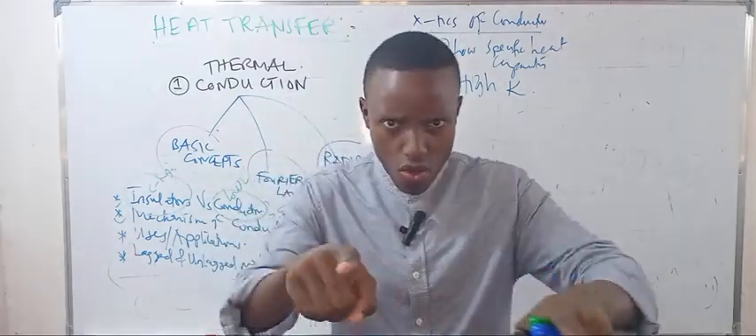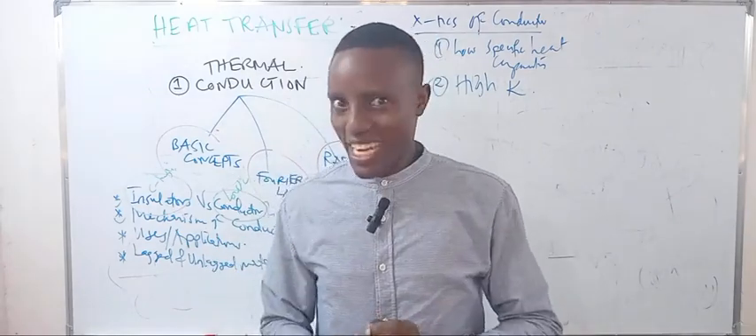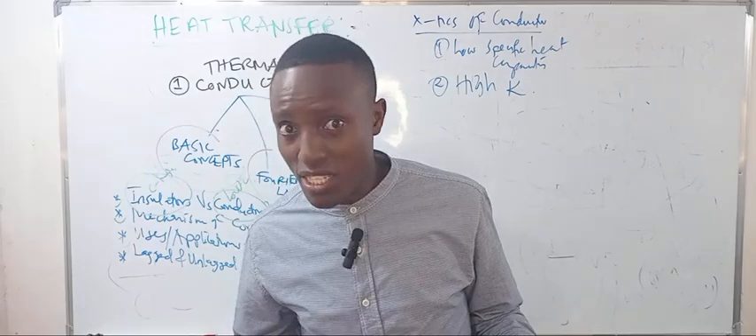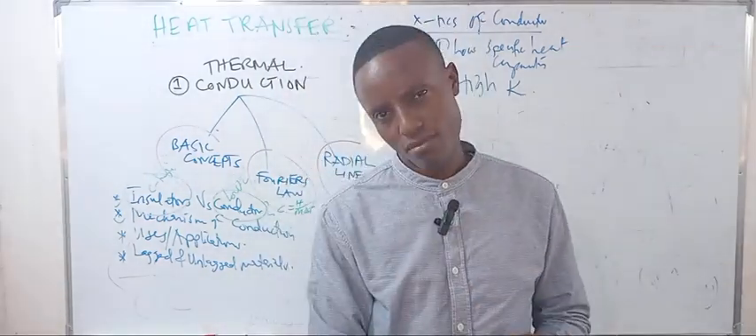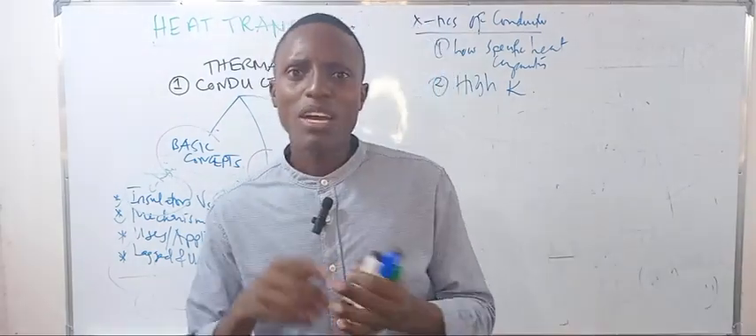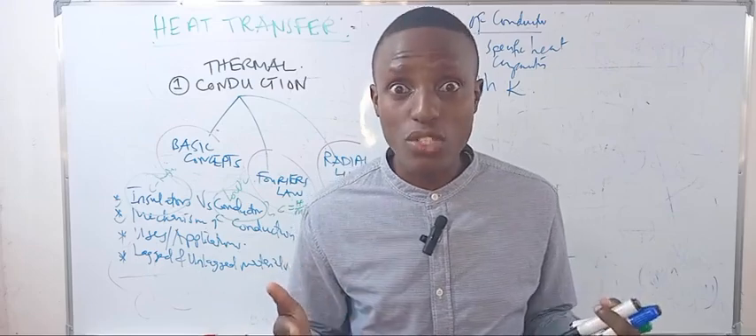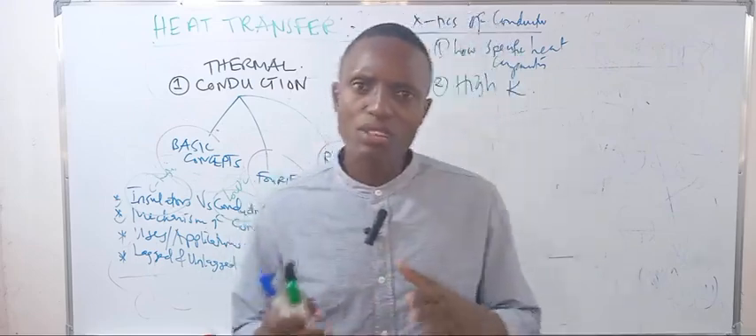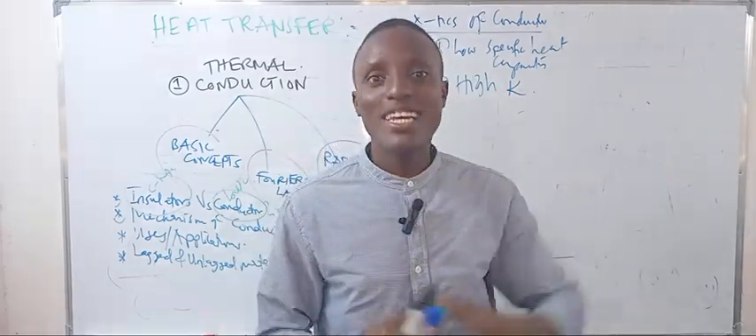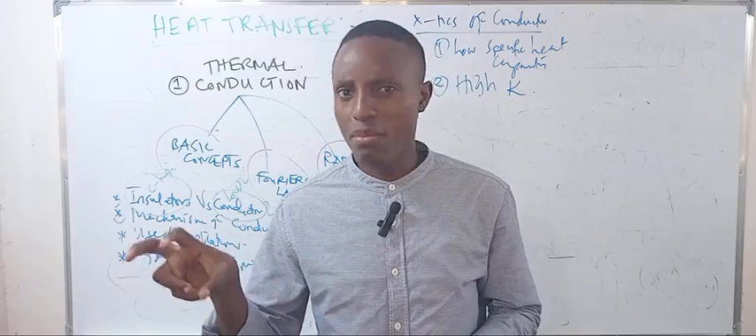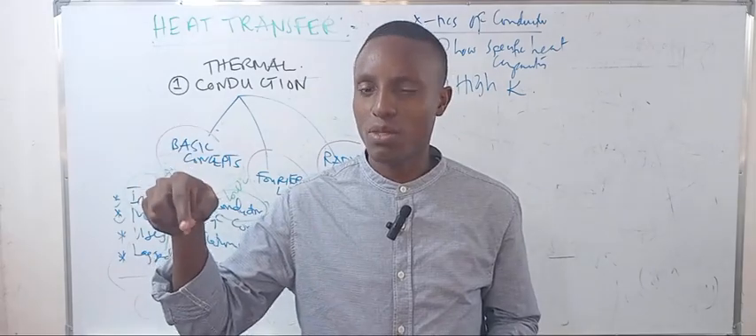That's how metals are better conductors of heat than any other materials. Why? Because metals tend to have metallic bonds. Now, the metallic bonds give them free delocalized electrons. And so, because the electrons are so fast, they make metals more conductive than those materials which only depend on the vibration of atoms.